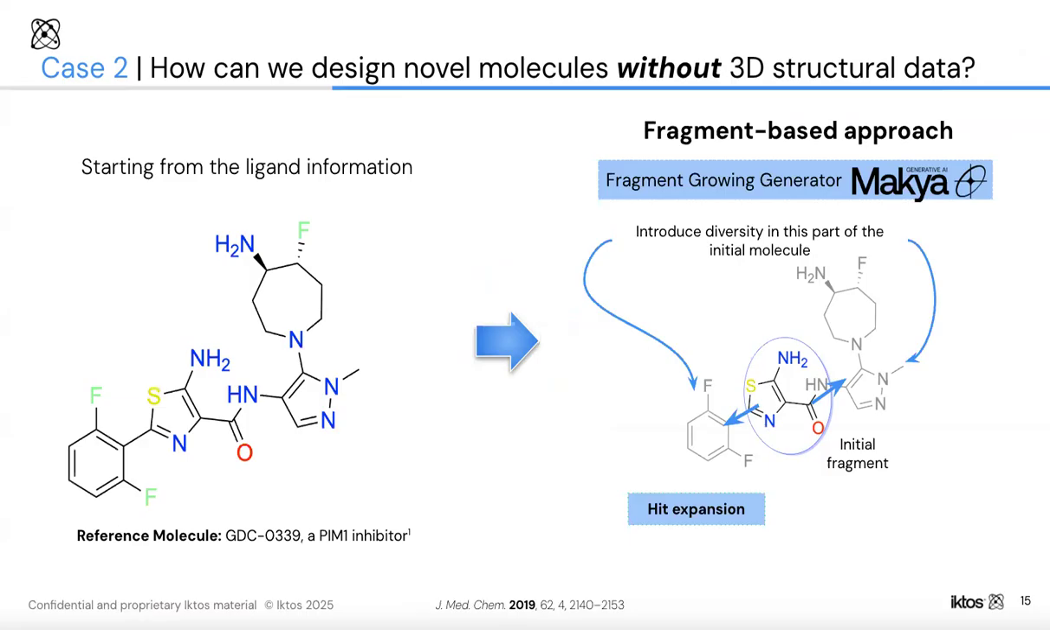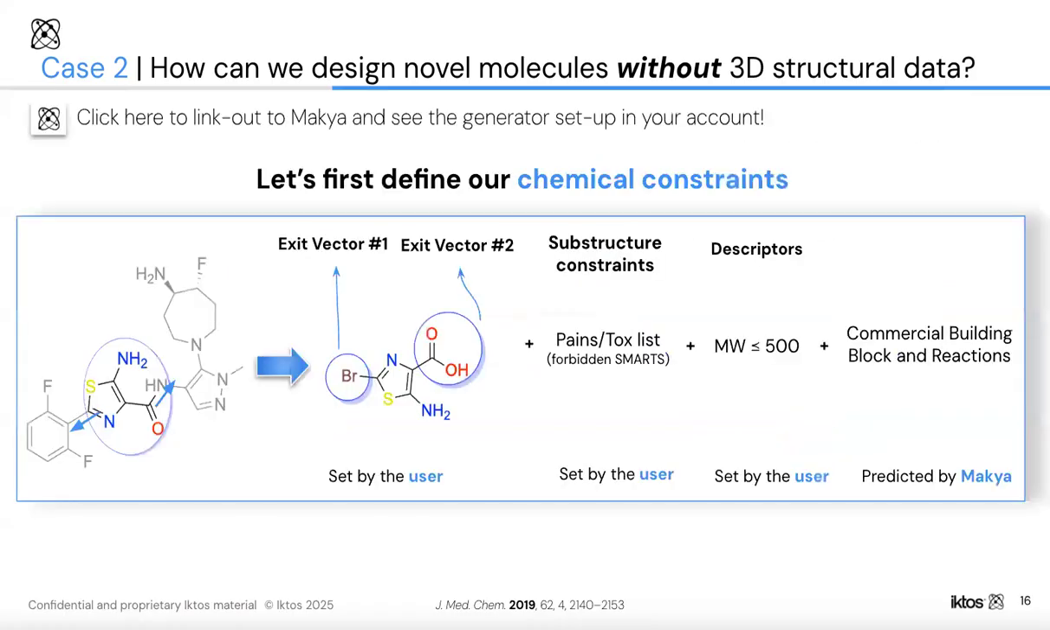Our reference ligand is a known PIM1 inhibitor. We are using a fragment-based approach again, but this time with two exit vectors, which give us more room to explore in both directions from the central scaffold. Using the fragment growing generator in MACHIA, we introduce diversity on both sides of the molecule. From the chemical constraints, we define two exit vectors on the molecules. These are the points from which MACHIA will grow. You set them manually based on what regions you want to explore.